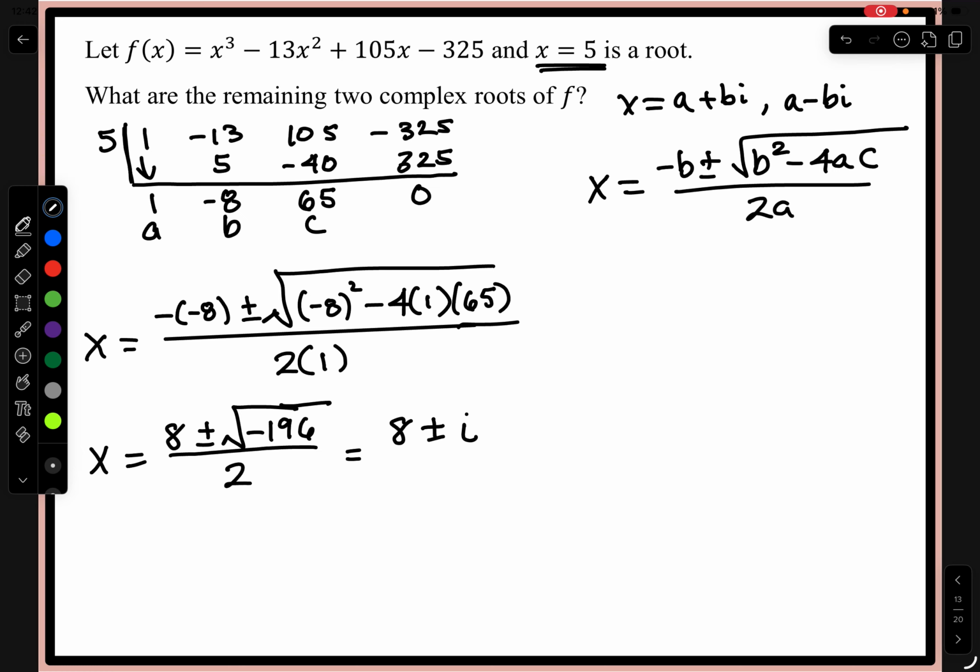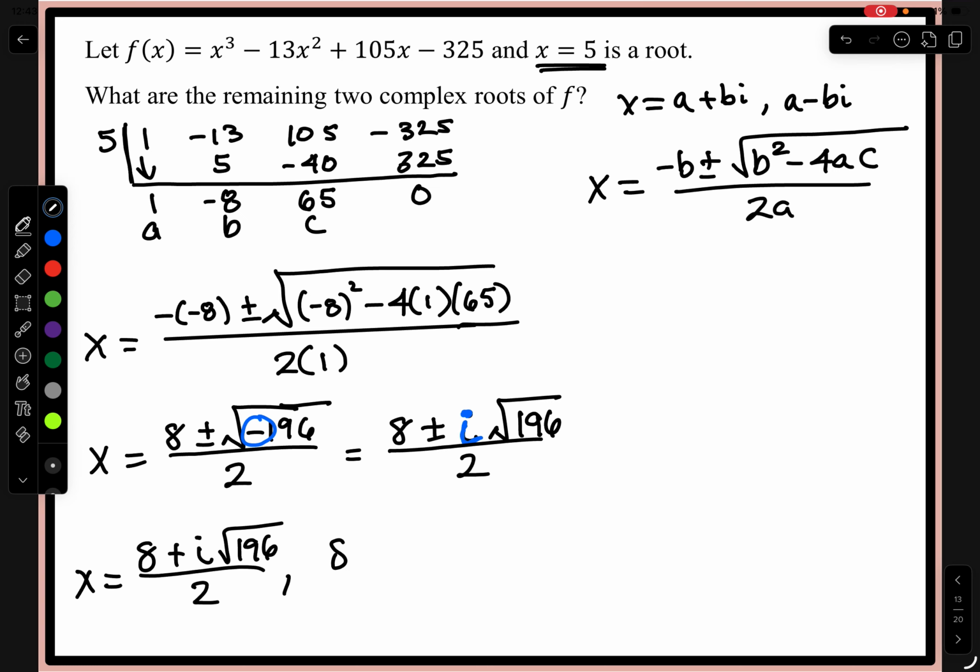What you can do is simply recognize that the negative sign is going to become this i, and then we have the square root of 196, divided by 2. So there are your two other solutions. x is equal to 8 plus i times the square root of 196, divided by 2, and 8 minus i times the square root of 196, divided by 2.